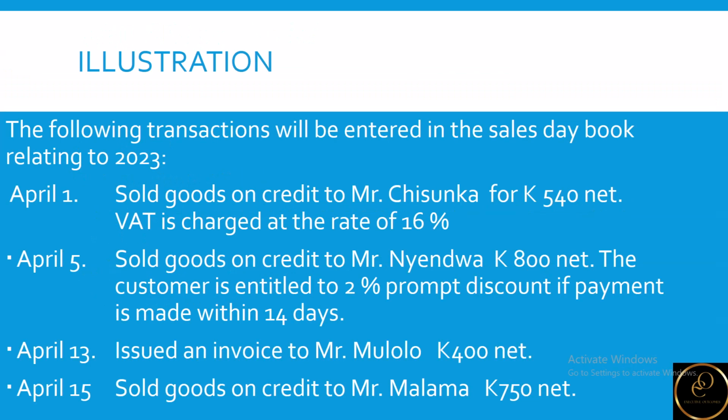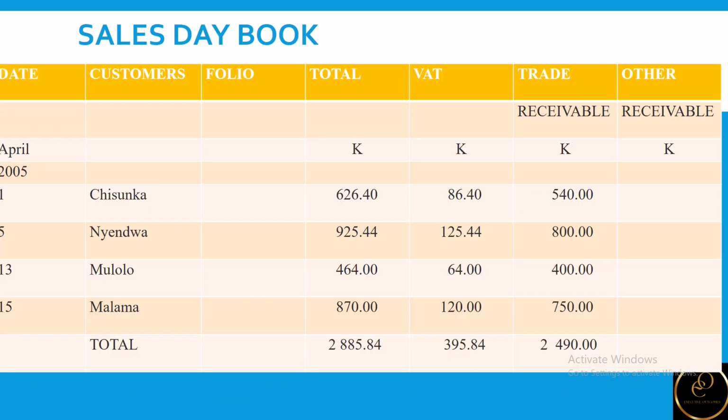Let's look at the next transaction. This happened on the April the 13th. Issued an invoice to Mr. Mlolo, 400 kwacha net. So there it is exclusive of VAT. So how do we record it? Mr. Mlolo is showing that there is 400 kwacha trade receivables, and we calculate 16% of 400 kwacha. We are going to arrive at 64 kwacha. So when you add the value added tax to the trade receivable amount, we are going to get the total 464 kwacha.